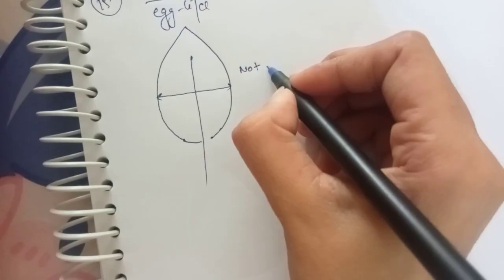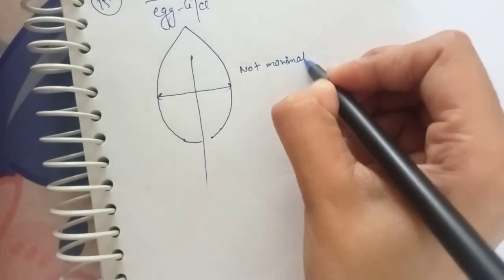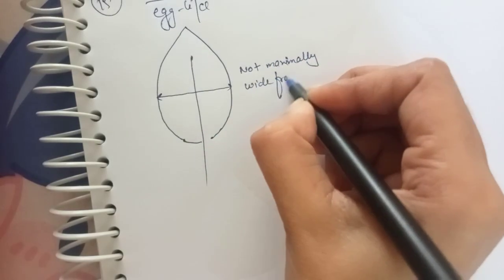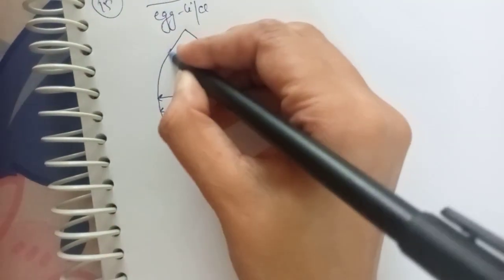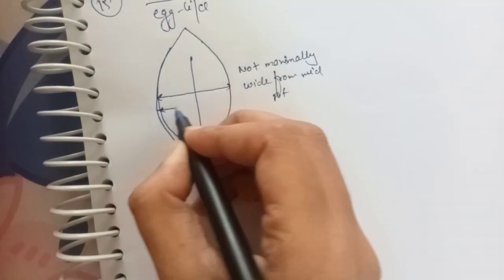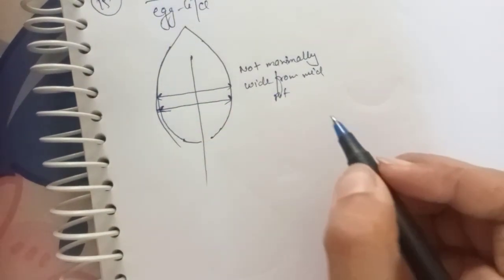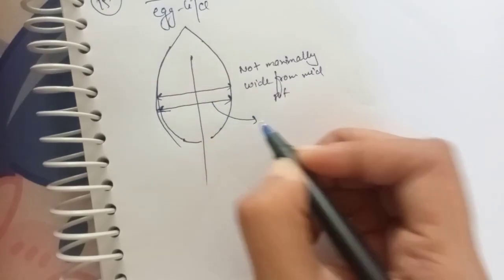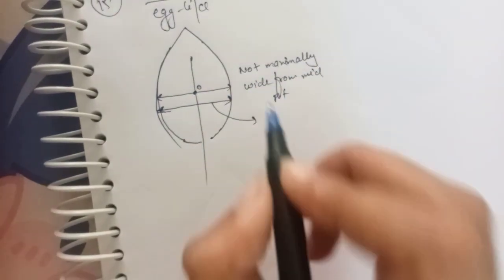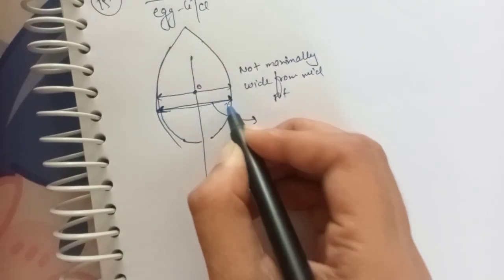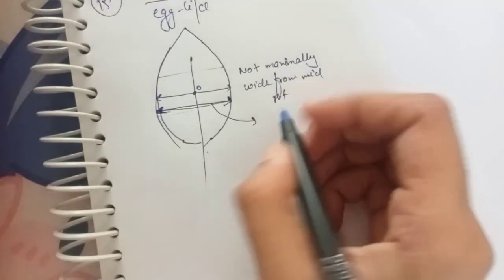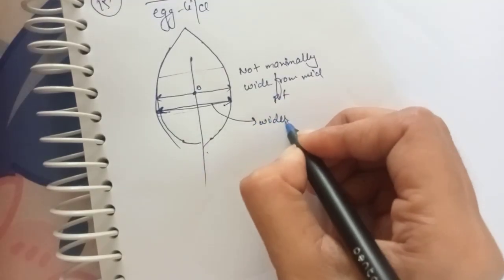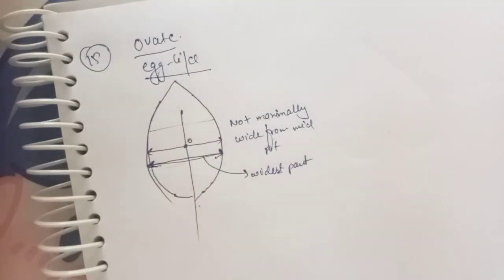I may write it: not maximally wide from midpoint. Rather, it will have a maximum width away from the center. If this is the center of the leaf, the widest distance will be away from it, most probably the lower side towards the base of the leaf. So this is the widest part. It looks like an egg, hence the name ovate shaped.